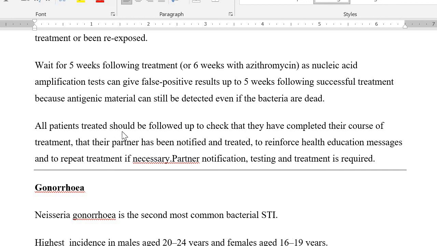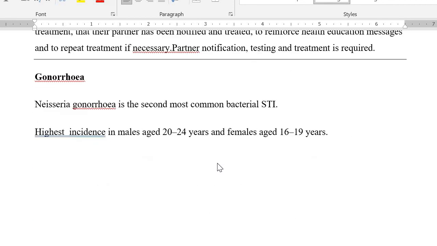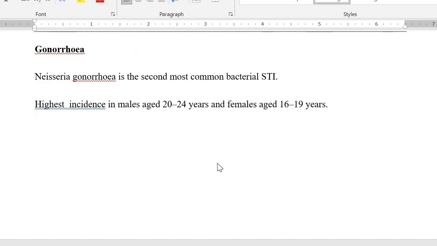So all patients treated should be followed up to check that they have completed their course of treatment, and that their partners have been notified and treated, to reinforce health education messages and to repeat treatment if necessary. Partner notification, testing and treatment is required. That's all you need to know about chlamydia.